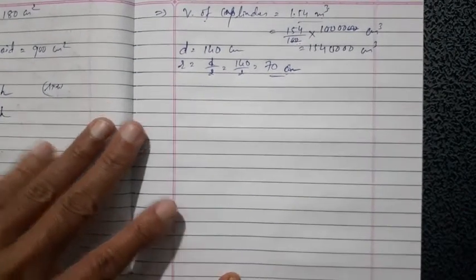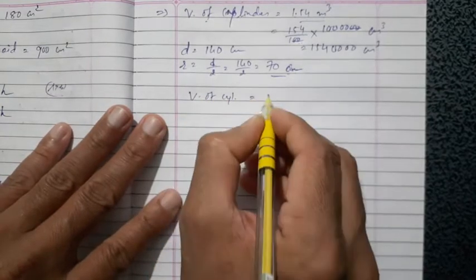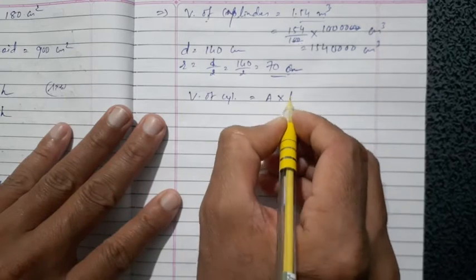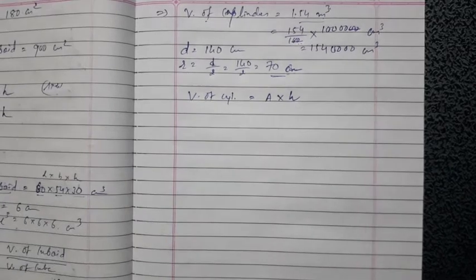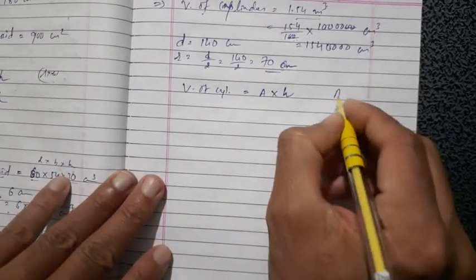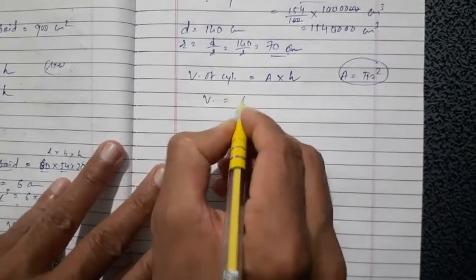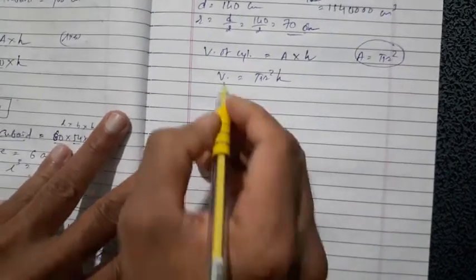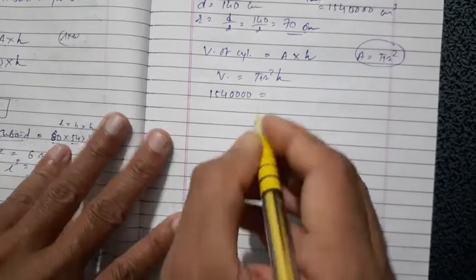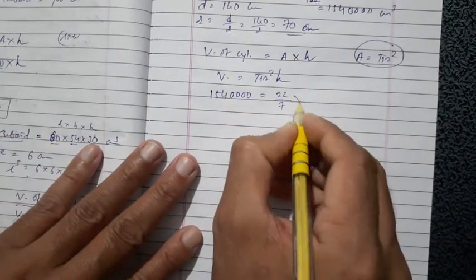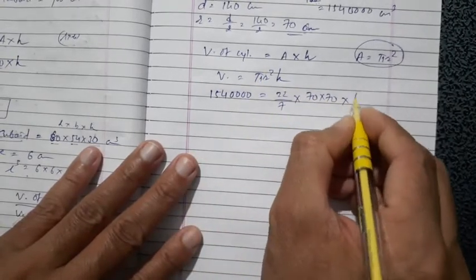Now same here, volume of cylinder equal to area into height. Use this formula and find out A equal to pi r square. Otherwise, directly use V equal to pi r square H formula. Volume is given, that is 1540000 equal to pi, 22 divided by 7, r equal to 70, and square is there, so 70 into 70, into H.